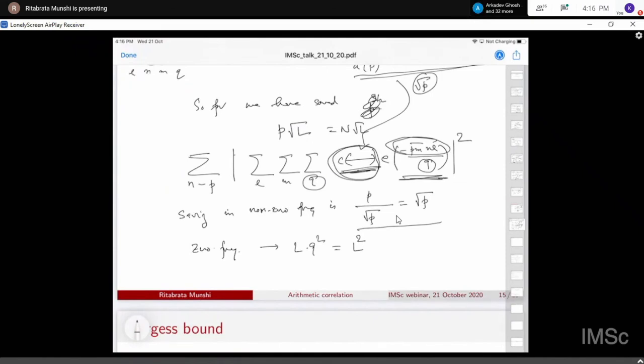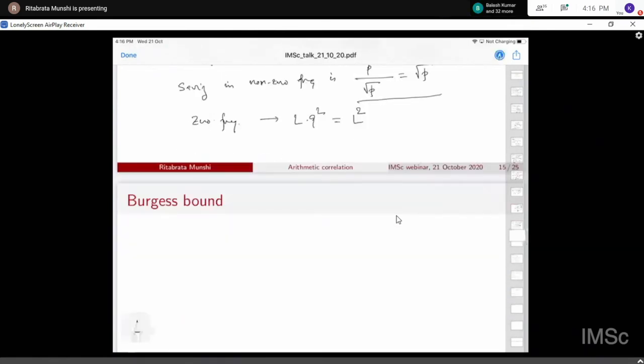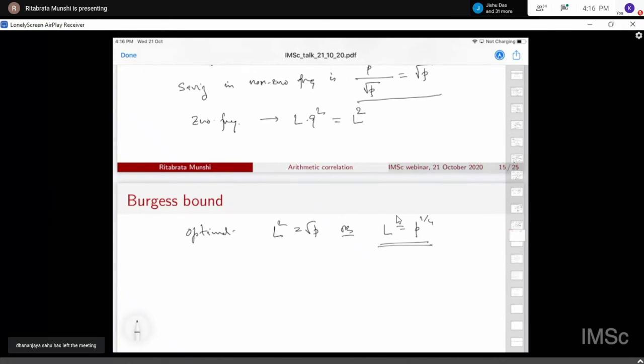Okay, so what is the optimal choice? The optimal choice will be just equate the diagonal and off diagonal saving. So the optimal thing is L squared equals root P, or L equals P to the power 1/4. Yes, that's our optimal choice for the mass transfer, the amount of mass you want to transfer, that's P to the power 1/4. And so let's go back.